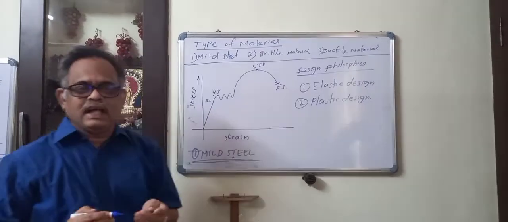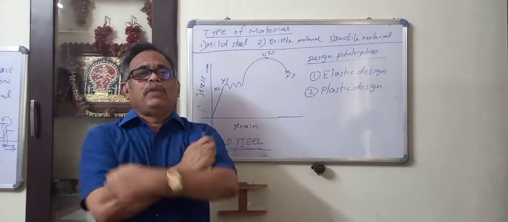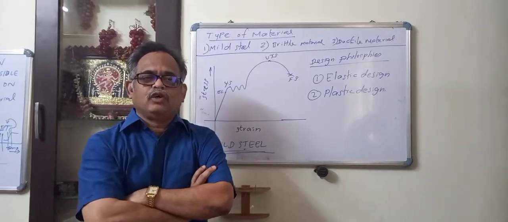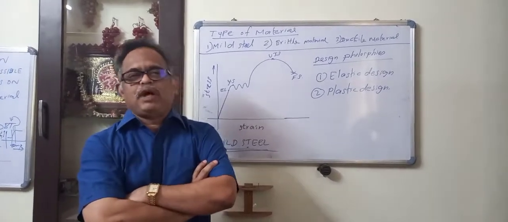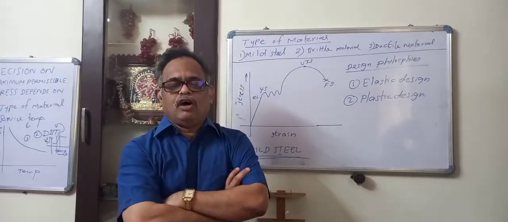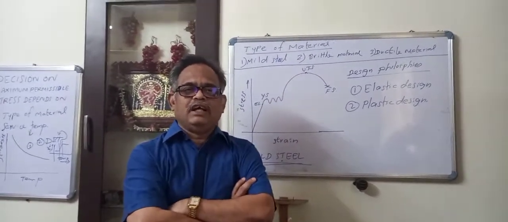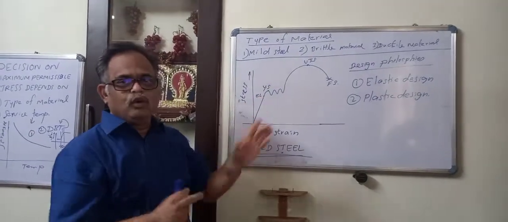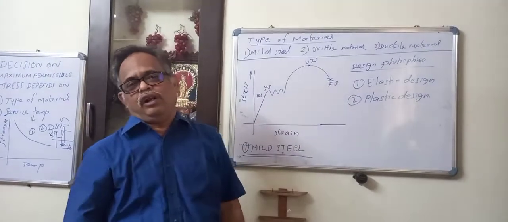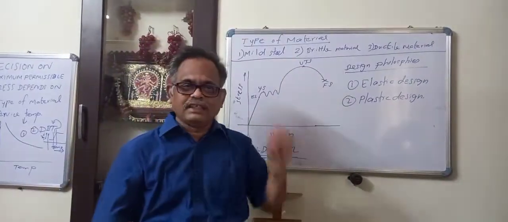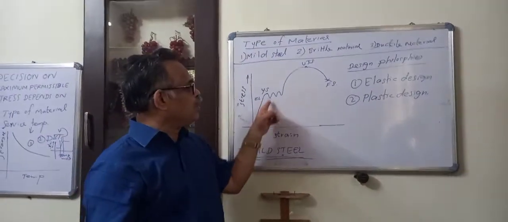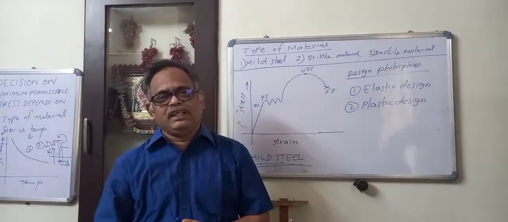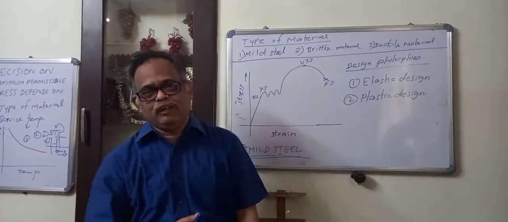If a member is designed in such a way where plastic deformation is not permissible, or cannot be allowed, by which I mean that a member has to be designed only in the elastic range, no plastic deformation is allowable, in such a case you go in for elastic design. And if you can allow some amount of plastic deformation, when such flexibility is there, then you can go for plastic design.